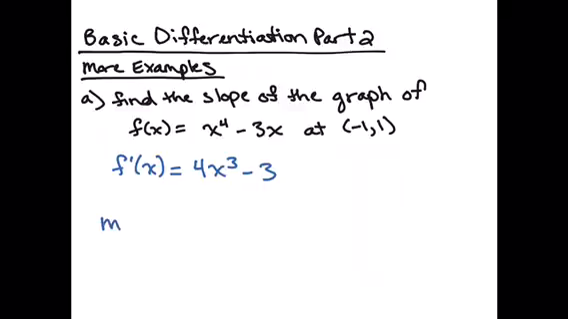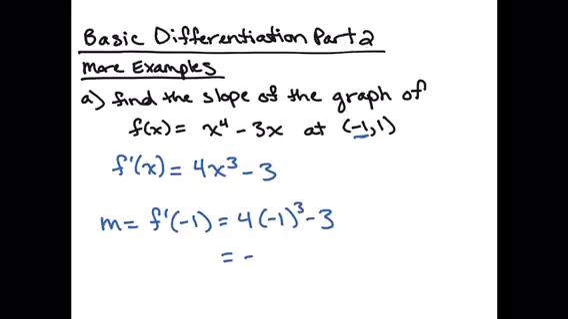Then my slope would be the derivative evaluated at this x value of negative 1. So we substitute it into our derivative, and I get negative 4 minus 3 is negative 7. So if I were to draw a tangent line to this function at the point negative 1, 1, that tangent line would have a slope of negative 7.